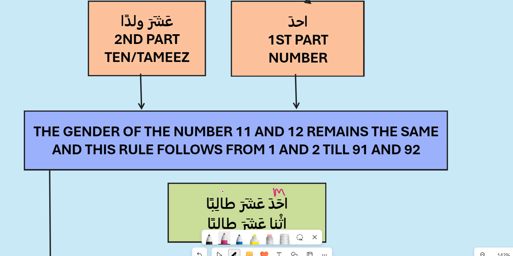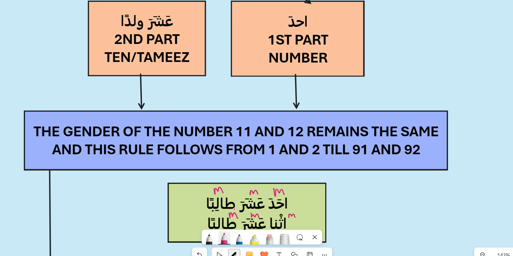What about 12? The 12 also follows, as I told you, 1 and 2, 11 and 12. 21, 22, 31, 32, they all follow the same rule, meaning in genders. This is male, Ithna is male, Ashara is male, Taliban is male. So all these, the first part and the second part, the gender remains the same.